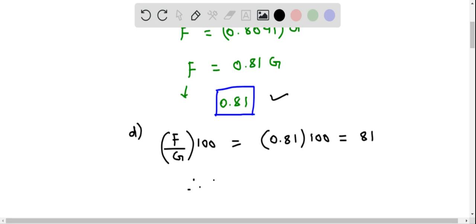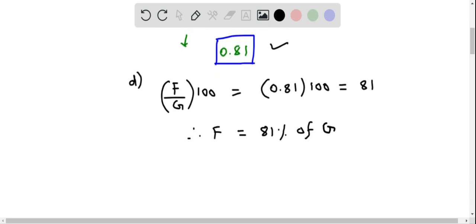So we can write down this as F over G. I'm sorry, F equals 81% of G. That is, when we express this in words, we say that France's population is 81% of Germany's population. So therefore, the answer to this question is 81%.